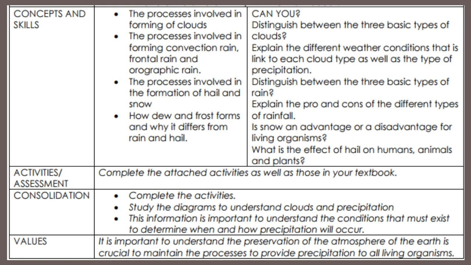Activity/assessment. Complete the attached activities as well as those in your textbook. Consolidation. Complete the activities. Study the diagrams to understand clouds and precipitation. This information is important to understand the conditions that must exist to determine when and how precipitation will occur. Values. It is important to understand that the preservation of the atmosphere of the Earth is crucial to maintain the processes to provide precipitation to all living organisms.